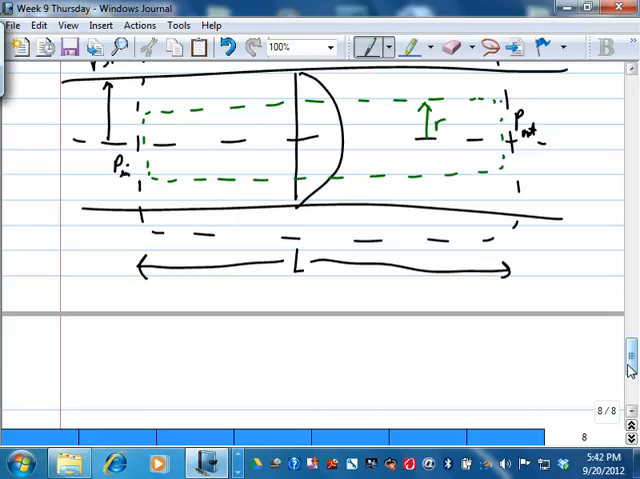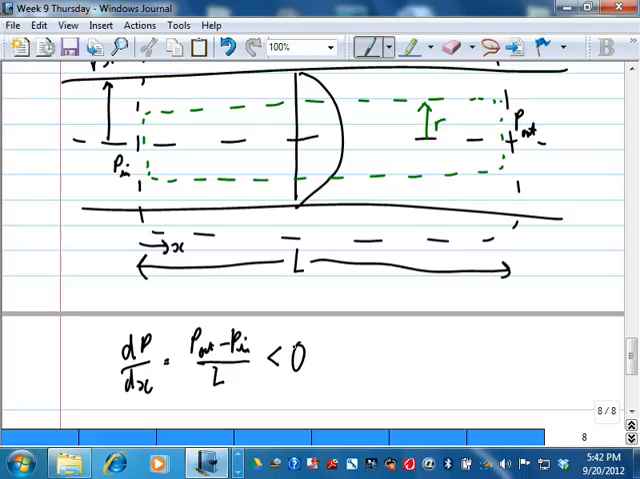If this is a distance x, dp on dx is equal to p out minus p in over L. You expect something less than 0, because the pressure out will be less than the pressure in. You take this one minus this one, you get a value less than 0. So we expect a negative pressure gradient.